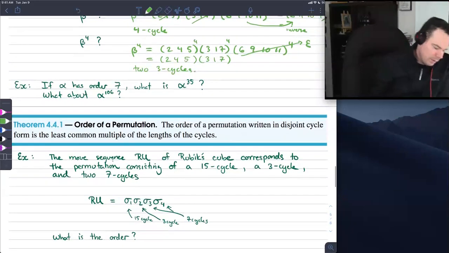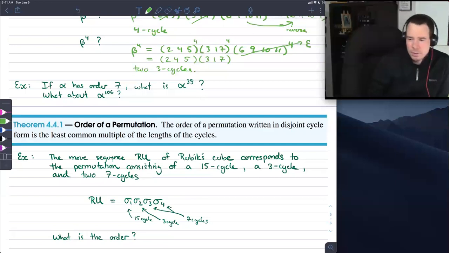So here's another question. If alpha has order 7, what is alpha to the 35? What about alpha to the 106? We saw questions like this in the last lecture, but it's always good to revisit these kinds of things. So if alpha has order 7, what is alpha to the 35? What does that equal?